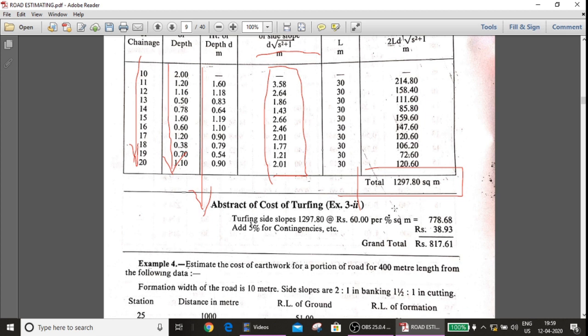For this also they have given the rate, okay, at 60 per square meter. So 778.60, add 5% contingencies, 38.6, so 817.61 rupees per square meter is the cost.